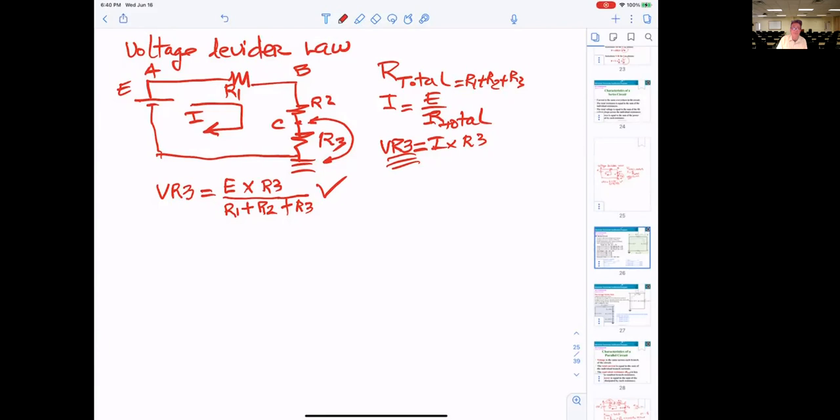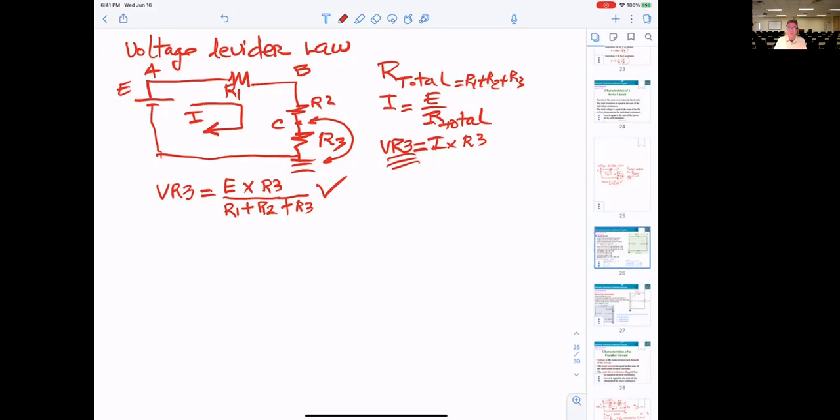Mr. Pham, quick observation, and it may be insignificant. But I just noticed if we use the same values for the resistors as we did on the previous example, where we were calculating the voltage drops by multiplying the current by the individual resistor values, when you add up the voltage drops, you get 9.99 volts. If you use divider law, you get 10.